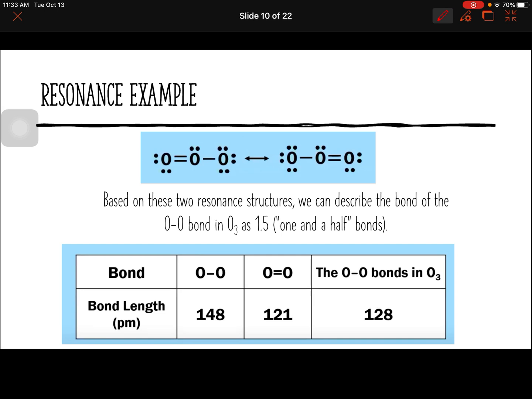Now this shows you the actual data. So the true bond length of an oxygen to oxygen single bond is 148 picometers. The true bond length of a double oxygen bond is 121 picometers. And then the actual bonds in an ozone molecule are approximately 128 picometers, which is not exactly halfway between, but it is between the length of a single and a double bond. So these bonds would all have a length of 128.